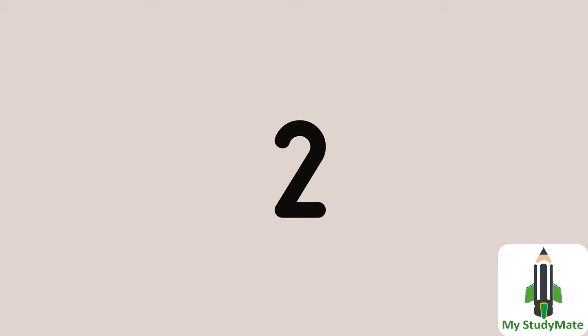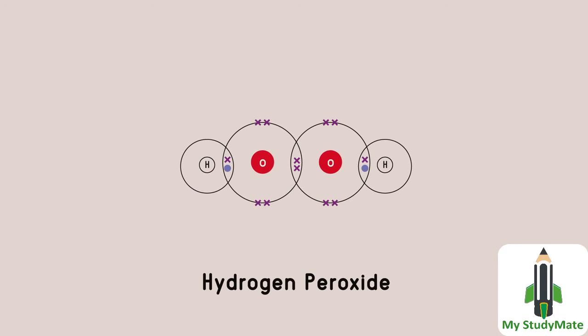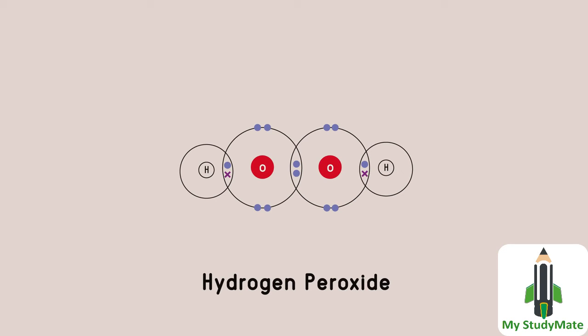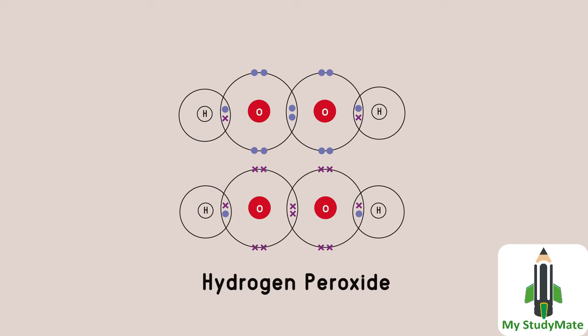The first hydrogen could be dots, then the first oxygen crosses, the next oxygen dots, and the final hydrogen crosses, or the other way around. This is the same as turning the molecule round, so there is only one way to draw the dot and cross diagram. Remember, hydrogen peroxide is a small covalent molecule, so it shares electrons.